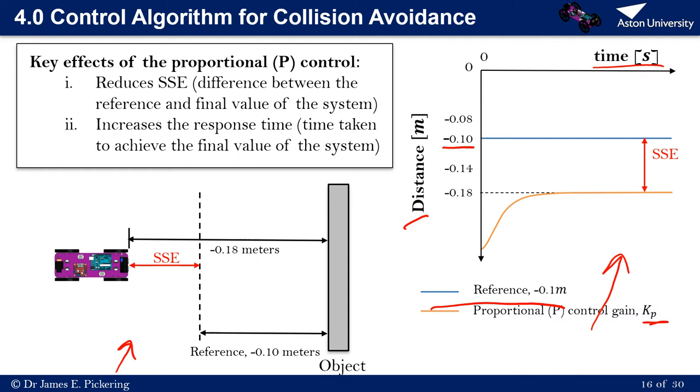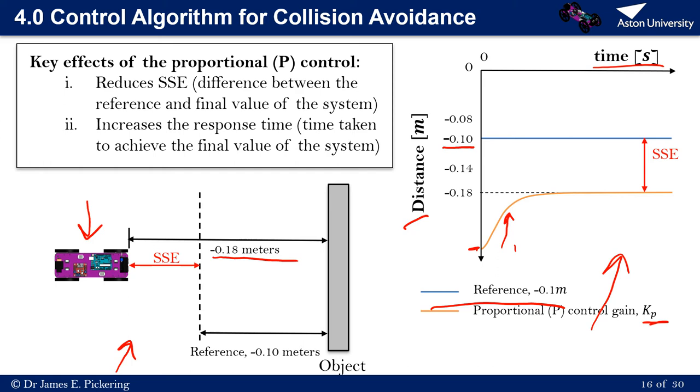I haven't specified a value of Kp. It could be 10. Okay, we will just say 10 for now. And what you'll notice is, because it's orange here, this is the effect of the car. It starts from this position and then rests at that position, which you can see on the diagram. You can see the car and the reference, and it's minus 0.18 meters away. So minus 0.18 meters away, that's the graph there.